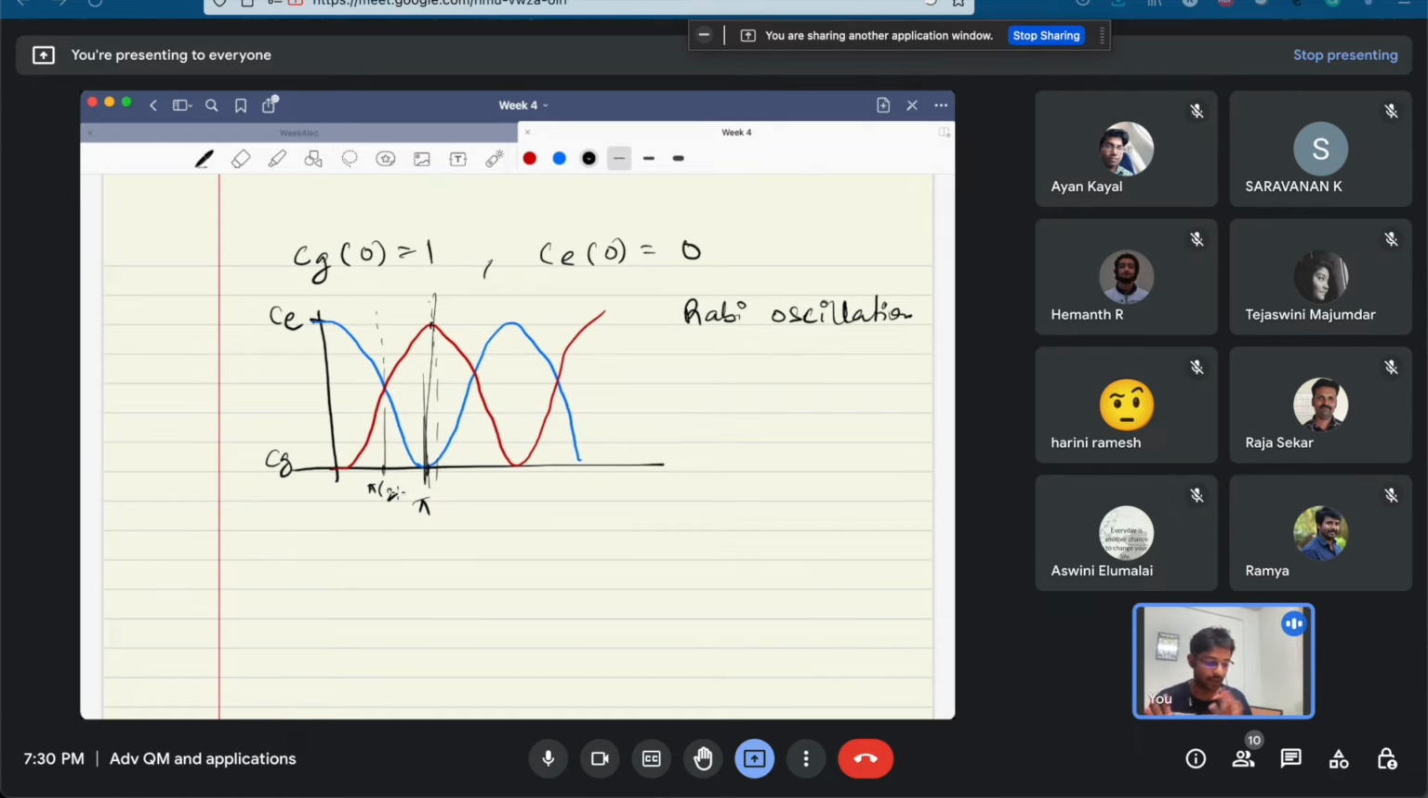Whereas if, let's say, you stop the laser at this point, which is, I believe, pi by 2, it can be pi and 2 pi also, or pi by 2 and pi by 4. So let's say it's pi and pi by 2.